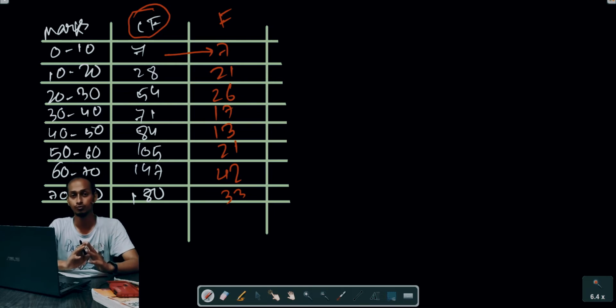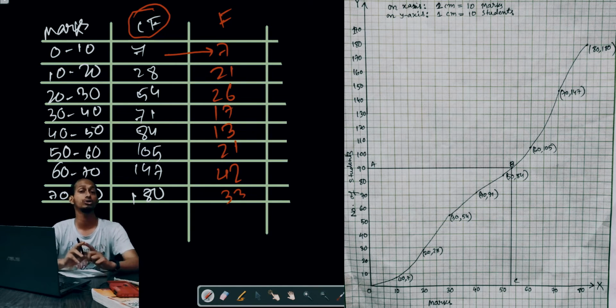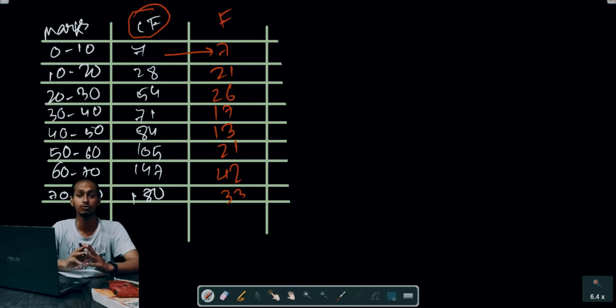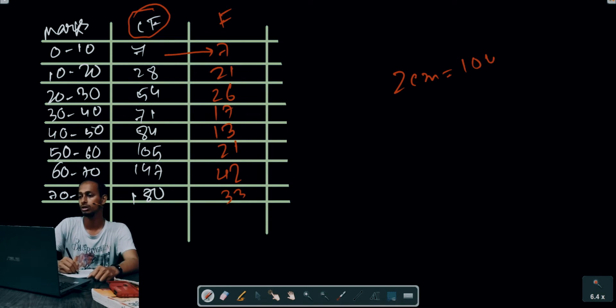Now, as they have told us to find the median, how do we find the median? Using an ogive. So first of all, how to draw the ogive? As they have given the scale there, we have to follow it. One thing I noticed in this scale: it is given as 2 cm equals 10 units for both the axes.